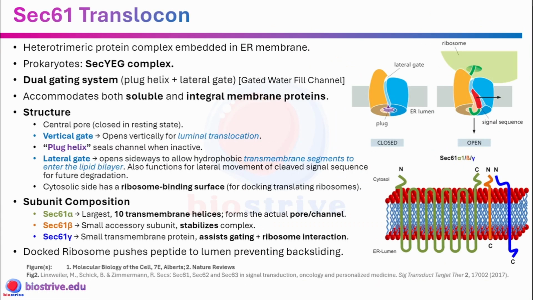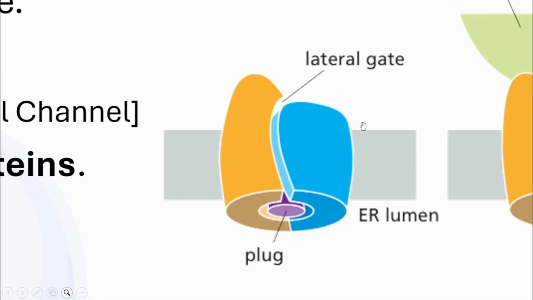SEC61 is a heterotrimeric protein complex, and the prokaryotic analog is the SecYEG complex. It has two types of gates. First is this vertical gate. The protein enters from the cytosolic phase, moves through its channel pore and enters the ER lumen. This is known as the vertical gate. Whereas there is one more, the horizontal gate. If the protein is to be inserted in the membrane of the endoplasmic reticulum, the protein moves laterally through this lateral gate and will be translocated in the membrane of the ER.